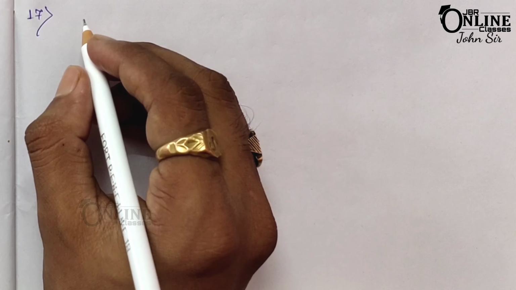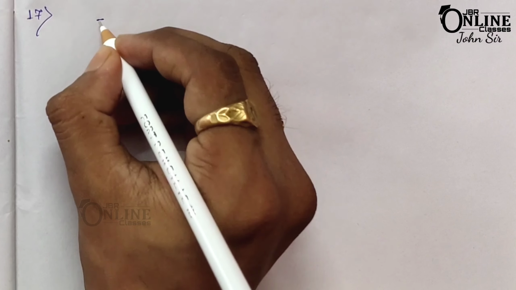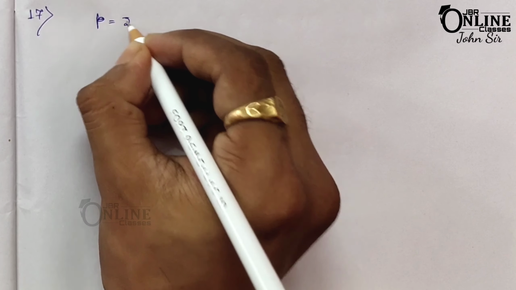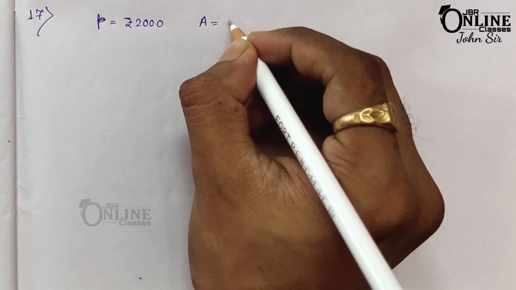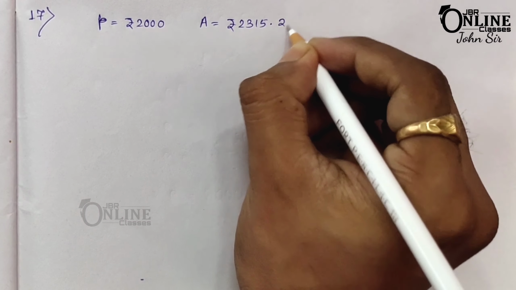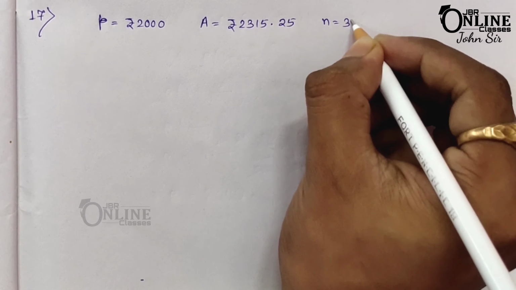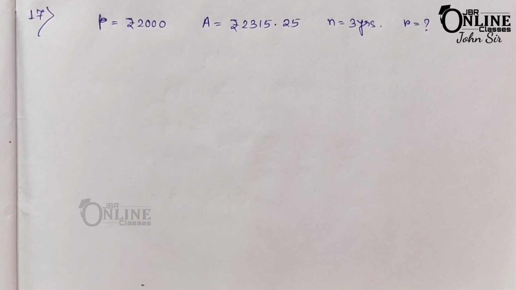Now sum number 17. At what rate percent will 2000 amount to 2315.25 in 3 years? So that means here principal equals rupees 2000, amount equals rupees 2315.25 in 3 years, so n equals 3 years. That means again you have to find out the rate of interest.